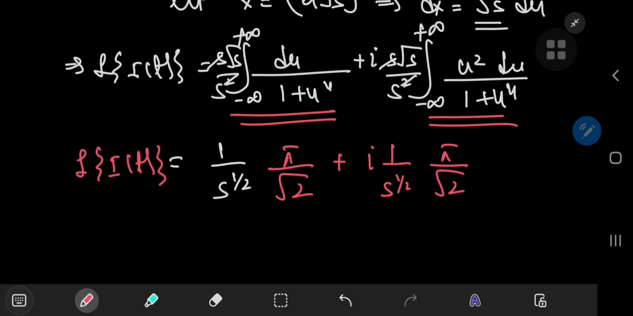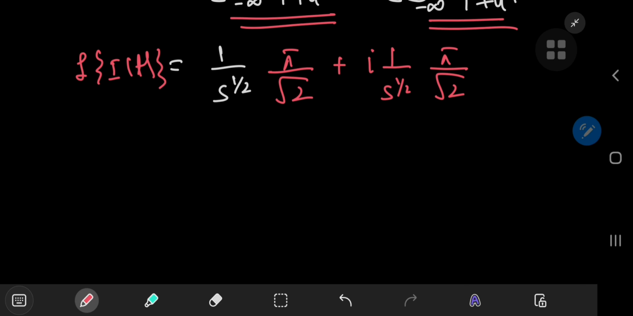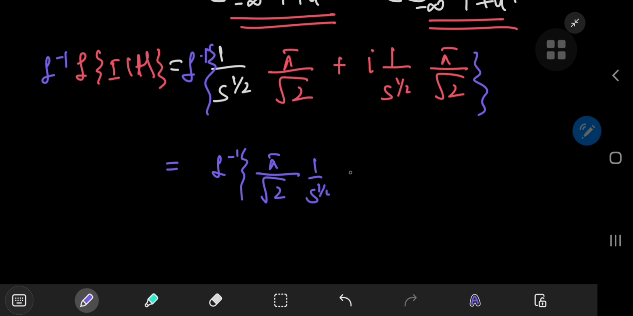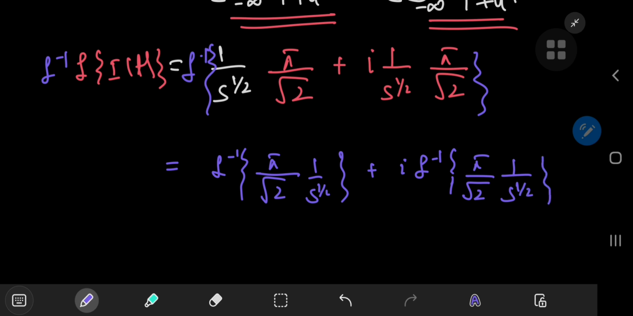But now I want to recover back my integral function, and for that I have to select a nice color and apply the inverse Laplace transform. Now, the inverse Laplace transform, like the Laplace transform, is a linear operator. So you can take the Laplace transforms separately, plus I times inverse Laplace transform of exactly the same thing, pi by square root 2 times 1 by s to the 1/2.